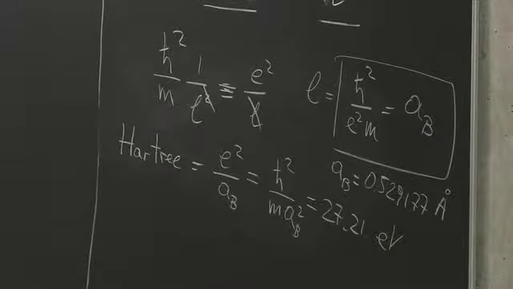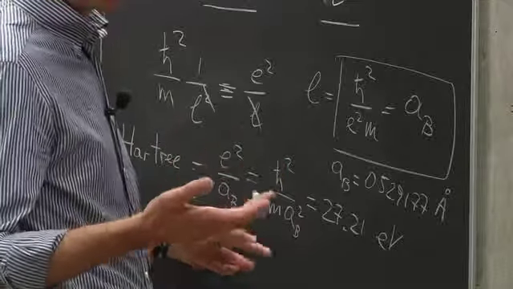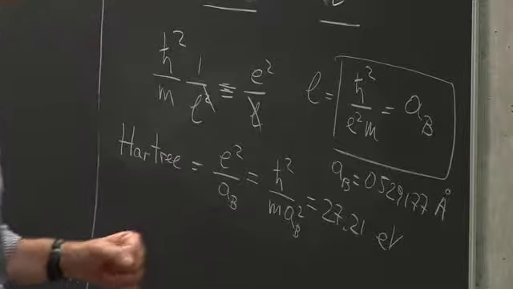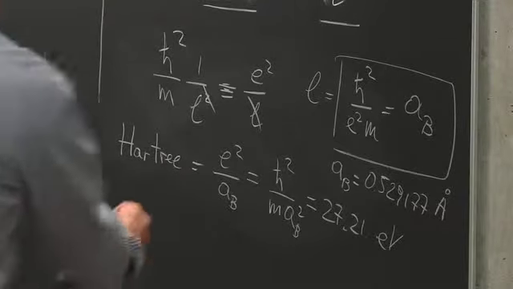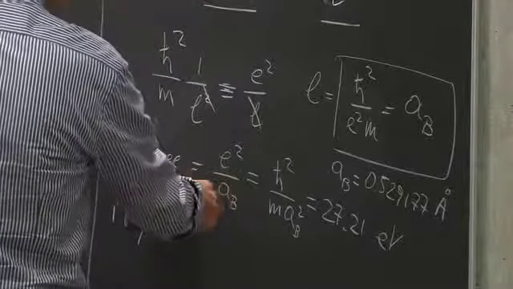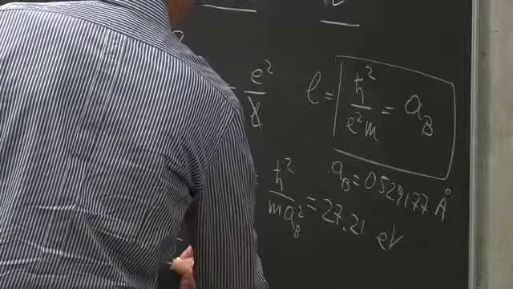And of course, the binding energy of the hydrogen, of the 1s state of the hydrogen problem, is exactly 1/2 of the Hartree, right? It's called Rydberg. So 1 Rydberg is, in fact, e squared over 2 Bohr radius. So this is 1/2 of a Hartree.